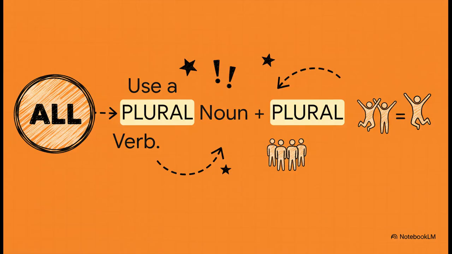And that brings us to the golden rule. This is the one thing you have to burn into your brain. With all, you're always going to use a plural noun and a plural verb. It just makes sense, right? All means more than one, so the words that come after it have to be plural too.